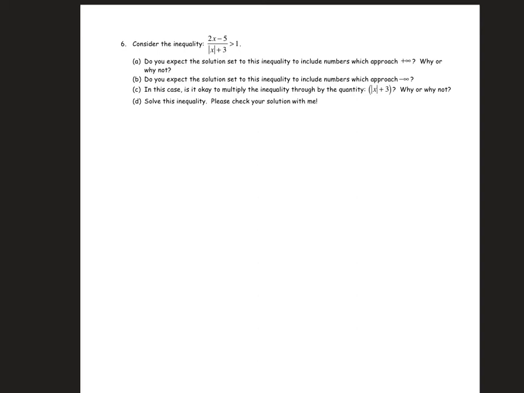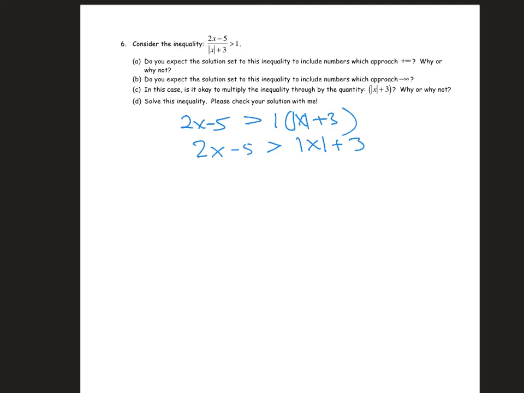So let's do that. I mean, if we wanted to play it safe, we could bring the 1 over and make a common denominator, but again, no need in this case. So if I multiply both sides by the absolute value of x plus 3, again, I can do that because that's always positive, then I get 2x minus 5 greater than the absolute value of x plus 3. Well, the downside is I can't just go ahead and solve that now. I'm still going to have to break it up into 2 different inequalities because I've got that absolute value.